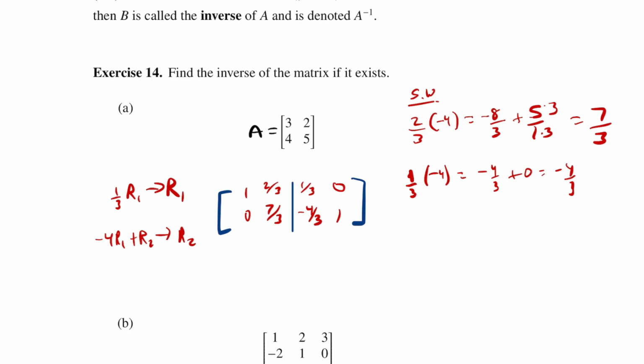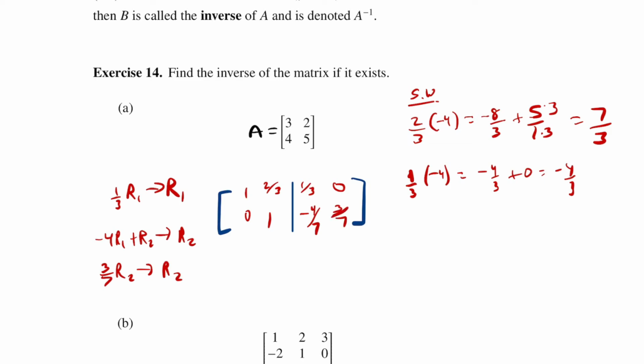All right, we're almost there. Now we have to make this a 1. So we do that by multiplying by the reciprocal. So 3/7 times row 2 equals row 2. So that will be a 1 now. If you multiply this by 3/7, the 3's are going to cancel. You're going to get -4/7. And last one, if you multiply that by 3/7, you will get 3/7.